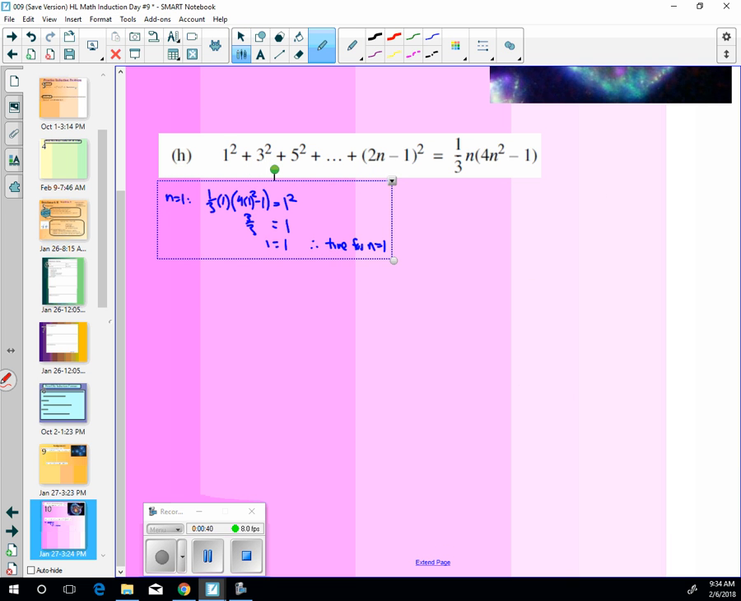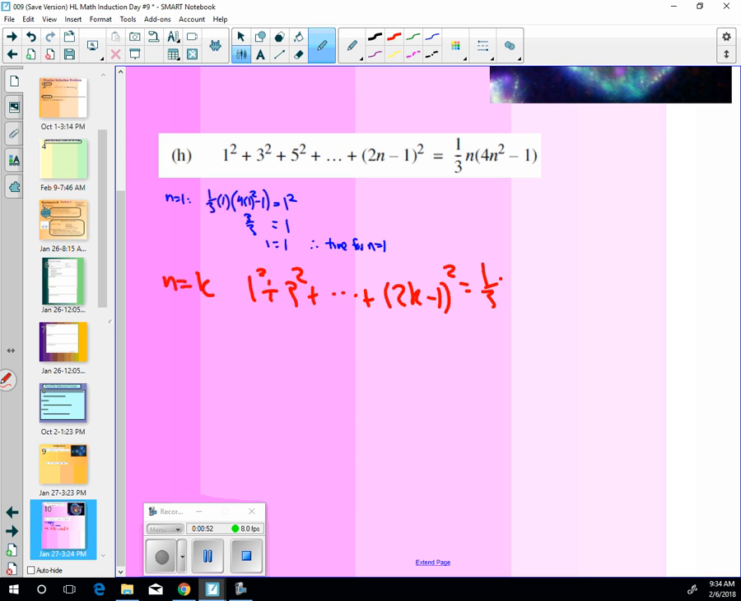Next thing, n equal to k. For n equal to k, you just write everything down. 1 squared plus 3 squared plus ... plus 2k minus 1 squared equals 1/3 k times 4k squared minus 1. And then you do the n equal to k plus 1.